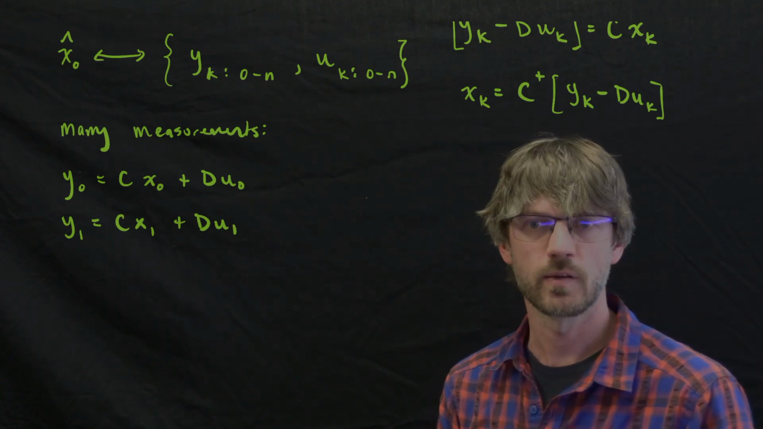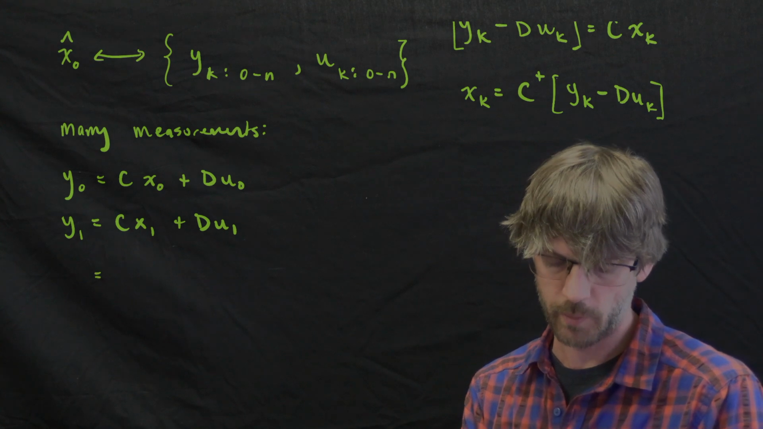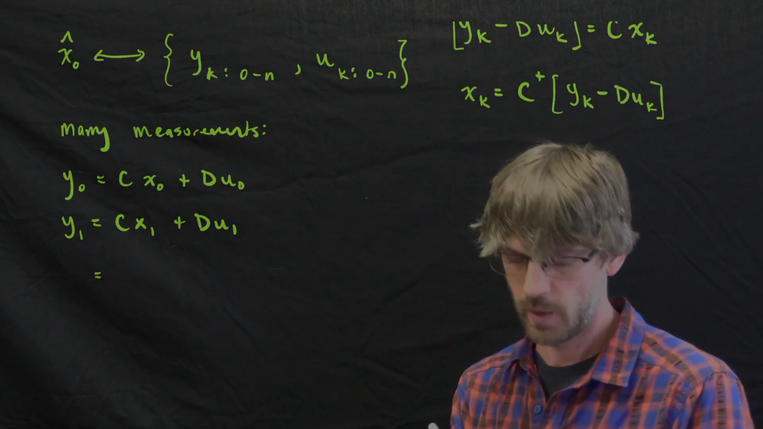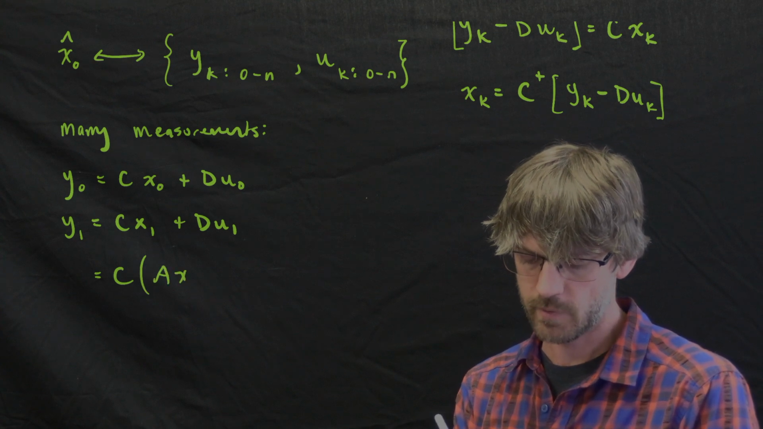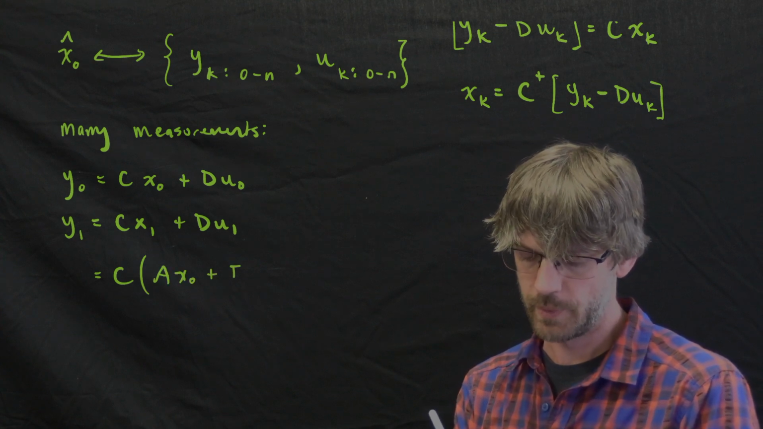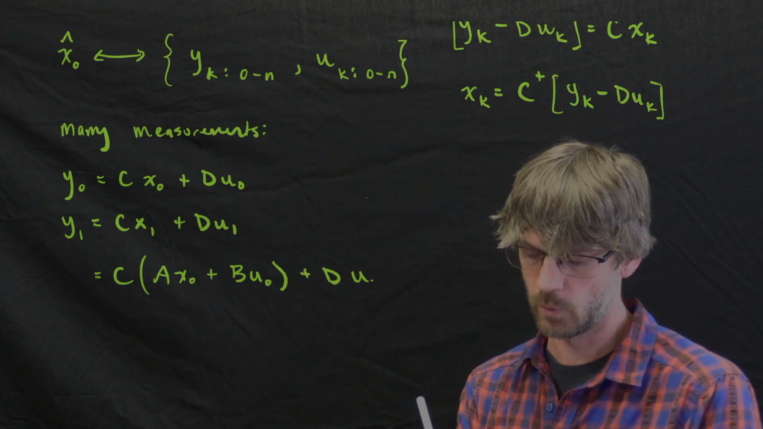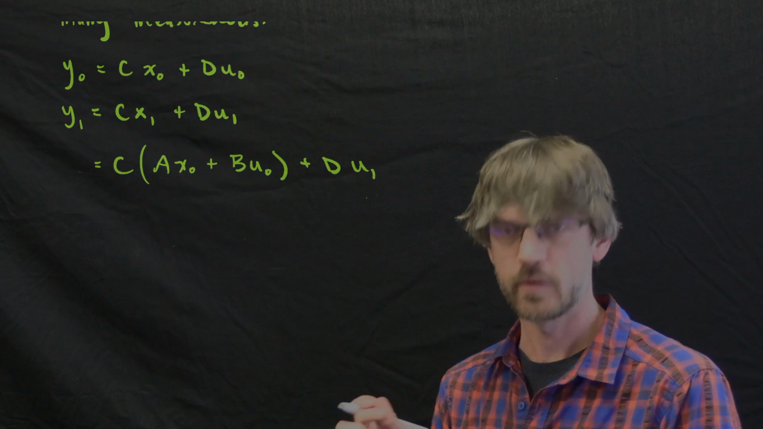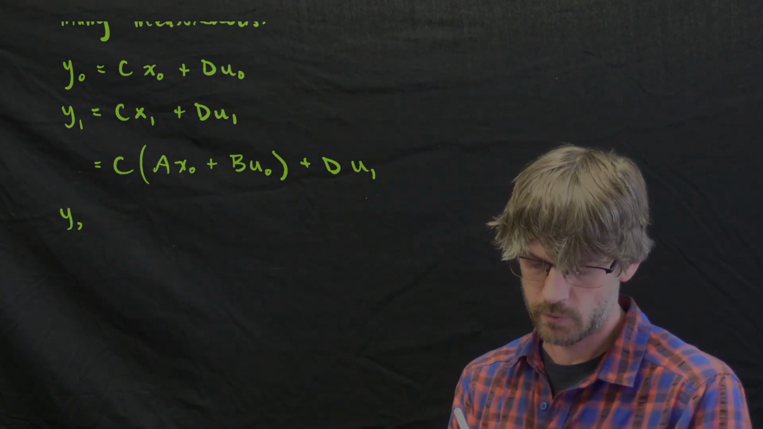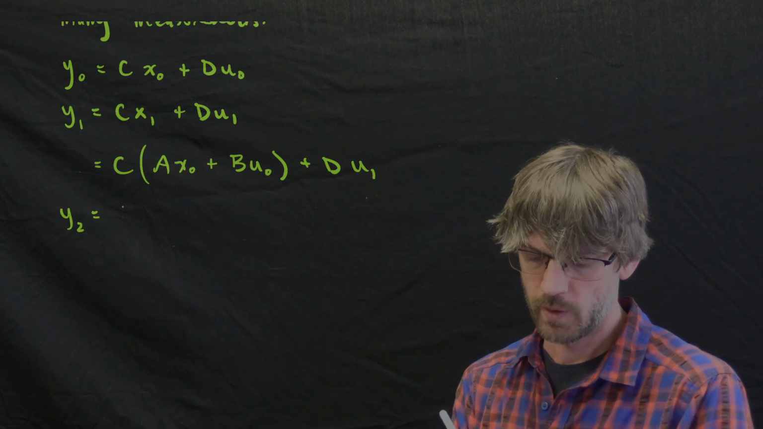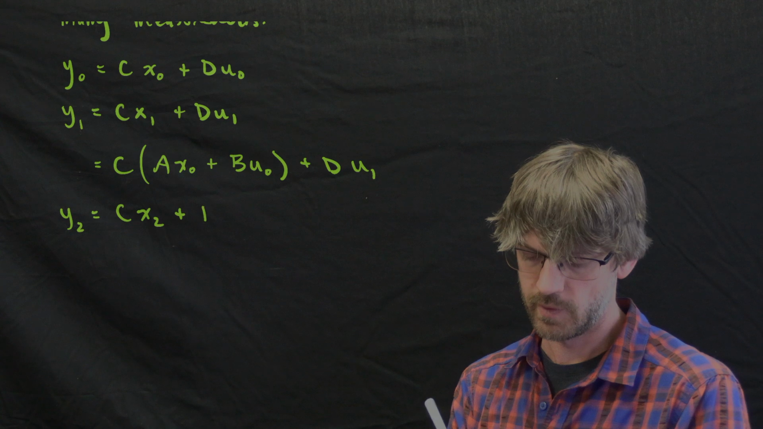Now we want to rewrite this equation so that it is in terms of the initial condition. So we can do that by plugging in our dynamics. So C is going to now be multiplied by A x0 plus B u0. And then we still have the D u1. Now let's see what happens an additional step into the future. So y2 is now going to be C x2 plus D u2.